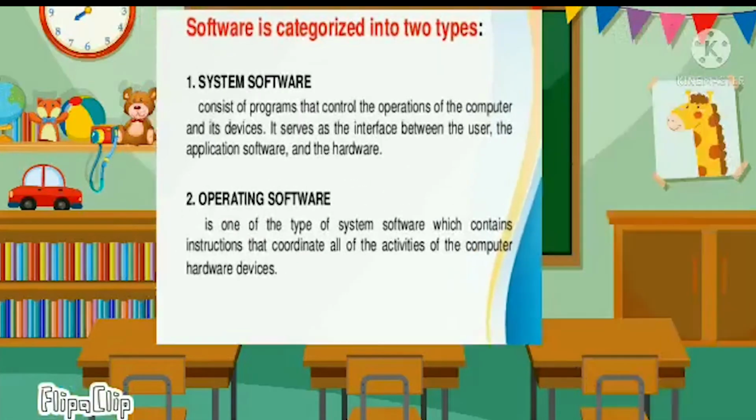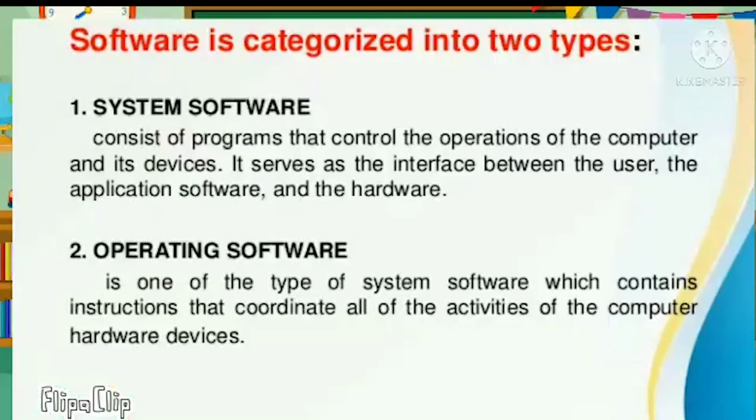There are two types of software, system software and application software. The system software consists of programs that control the operations of the computer and its devices. Operating system is a type of system software which contains instructions that coordinate all of the activities of the computer hardware devices.